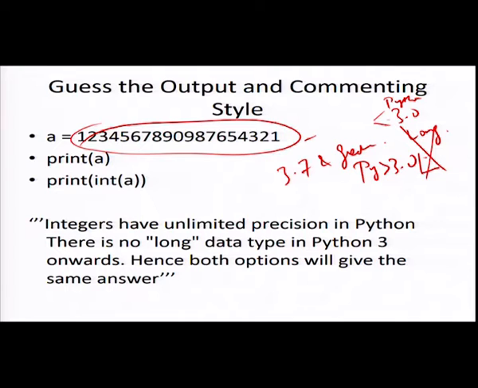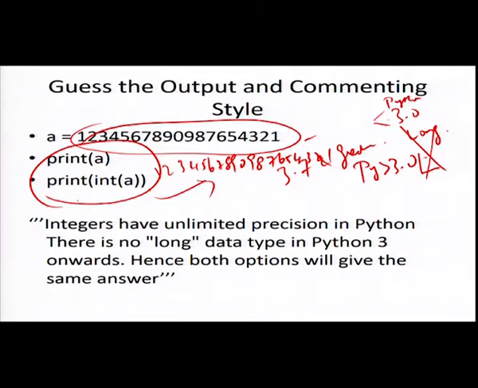Now if I print a, what will happen? It will print 1 2 3 4 5 6 7 8 9 0 9 8 7 6 5 4 3 2 1. The overall long integer will be printed. Now if I give print int of a, what is going to happen? Again it will print the same output. So both these lines will print the same output.